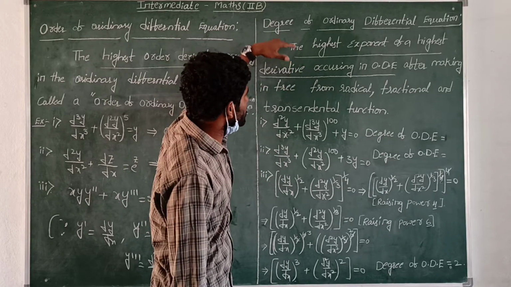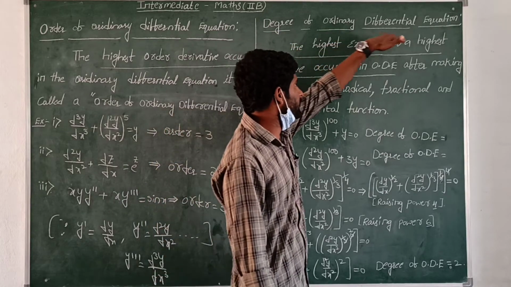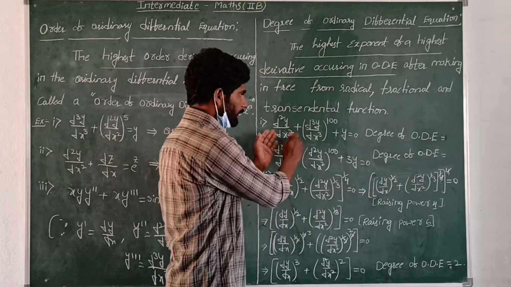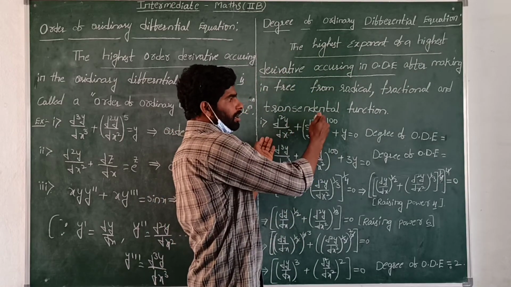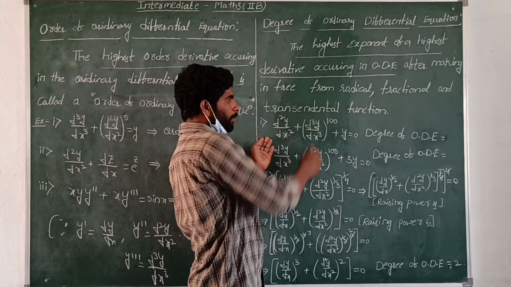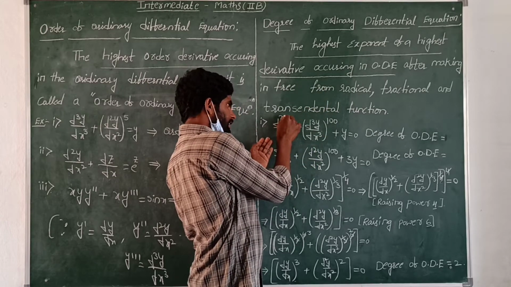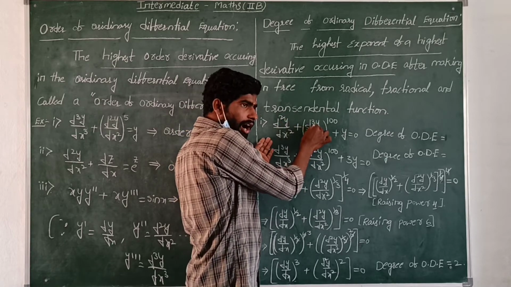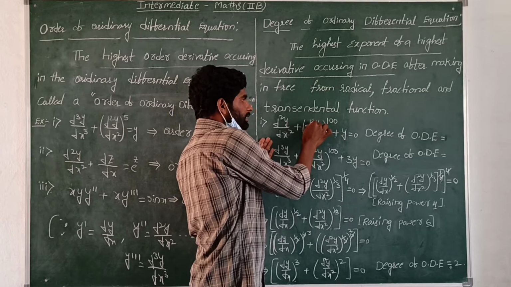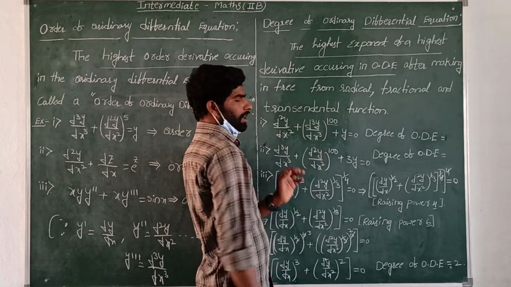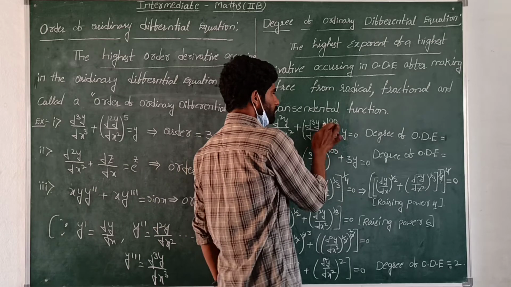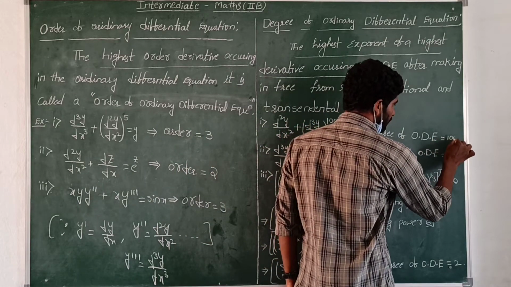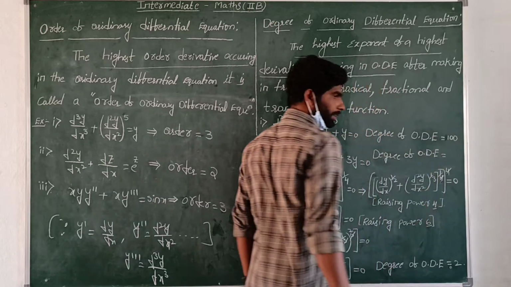What is the definition we are writing? The highest exponent of the highest order derivative. Here in this term 2 is the derivative order, in this term 3. Comparing 2 and 3, 3 is the highest. Order 3 has exponent 100. So the degree of the differential equation is 100.